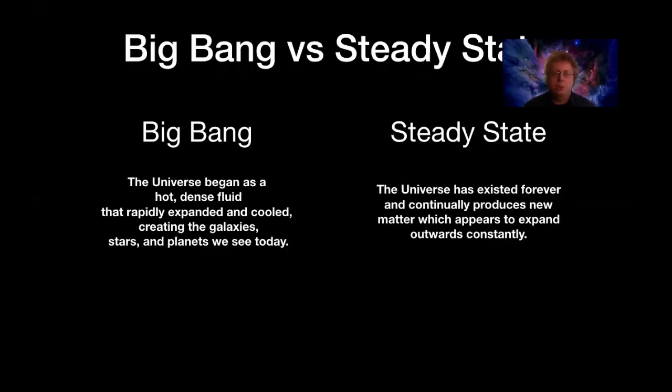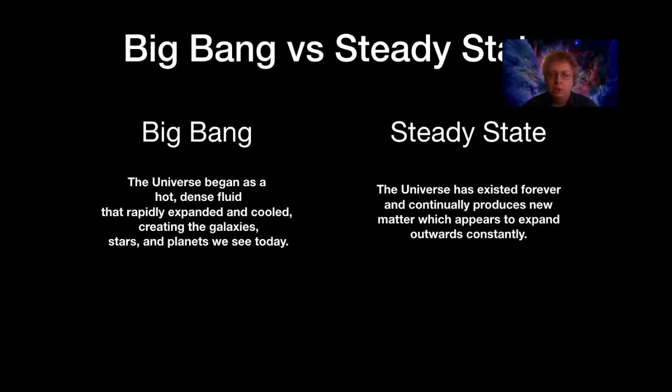So these were the two competing ideas in the 1940s and the 1950s about how to explain Hubble's observations of the universe and to reconcile them with Einstein's theory. You have the Big Bang on the one hand, which states that the universe began as a hot, dense fluid, a lot of gas all close together that rapidly expanded, went bang, and cooled, creating the galaxies, stars, and planets that we see today. The other idea, the steady state cosmology, says that the universe has existed forever and continuously produces new matter, new galaxies, which appear to expand outwards constantly.